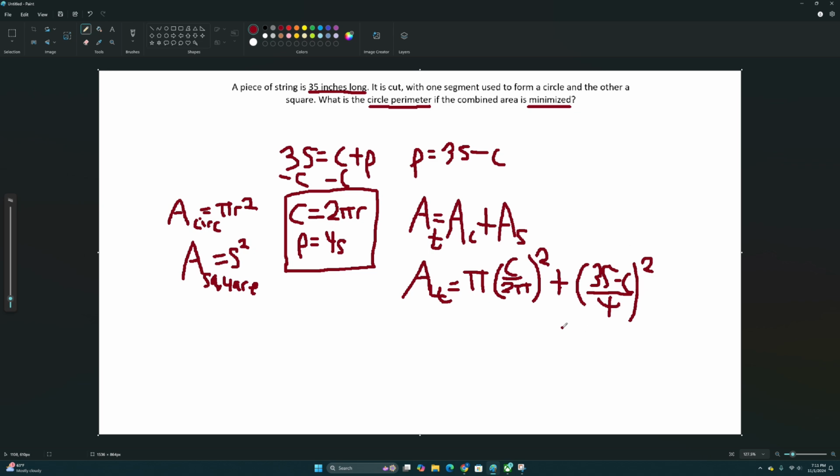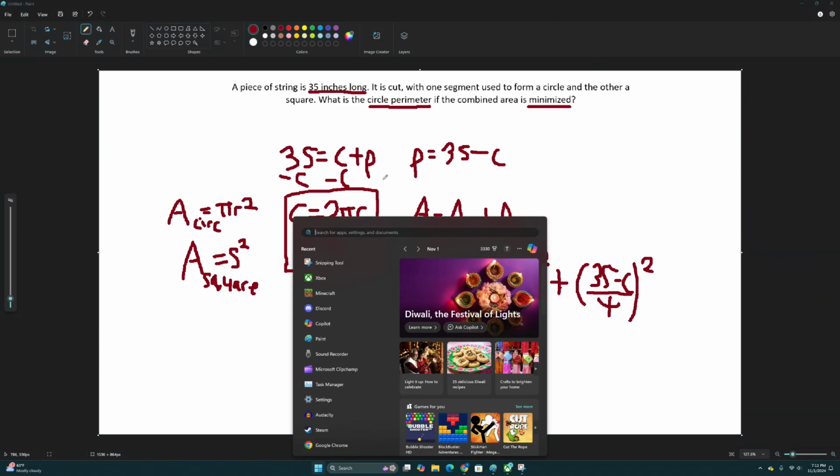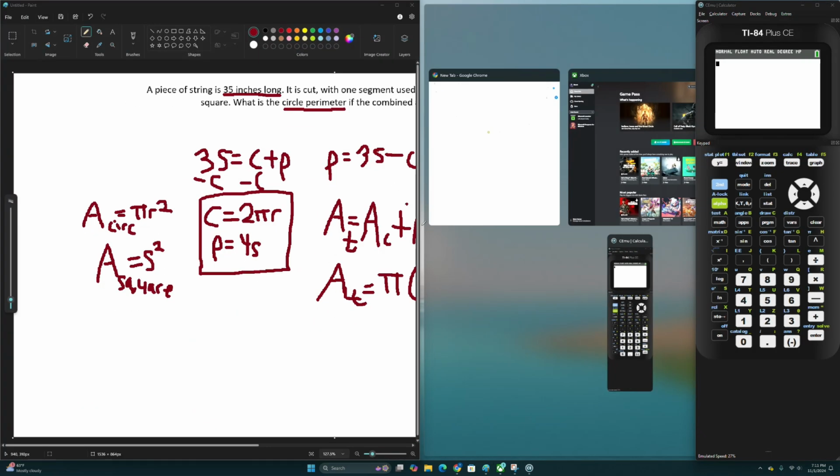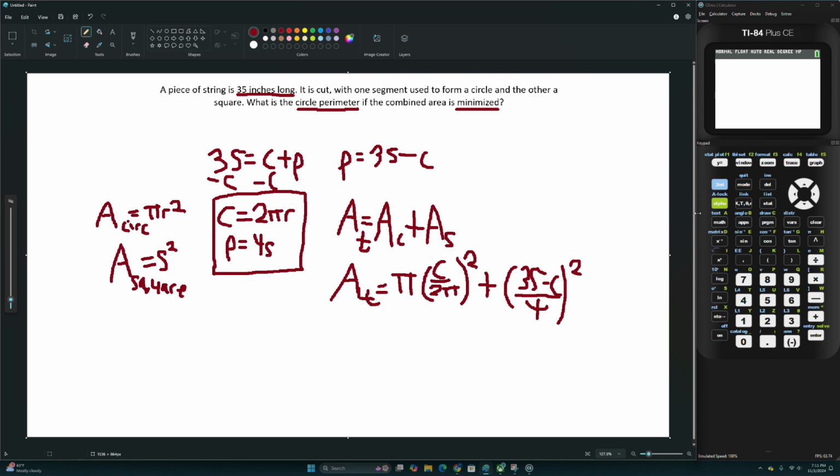It looks kind of bad. Let me get my calculator. I forgot to load it up here. Sorry about that. We'll need it for this problem. There we go. All right.